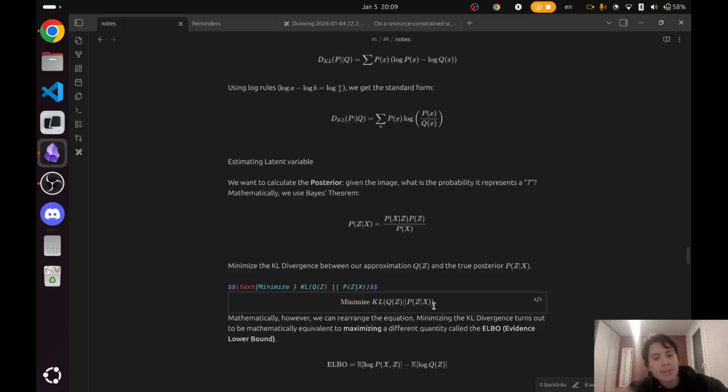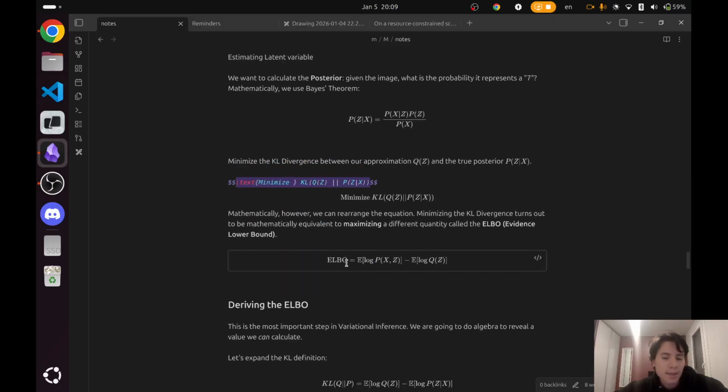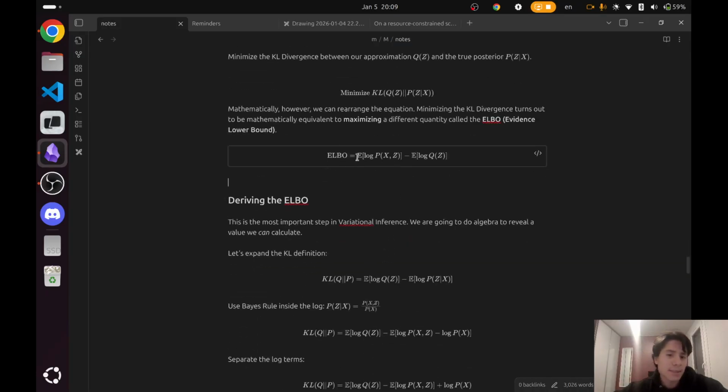But what we can do is make some math tricks, and we end up with another value, which is actually called the ELBO, which is this formula, right? So minimizing KL over these two distributions is mathematically equivalent to maximizing a quantity called the ELBO. All right, that's what is interesting, and this is the main metric that we use for variational inference.